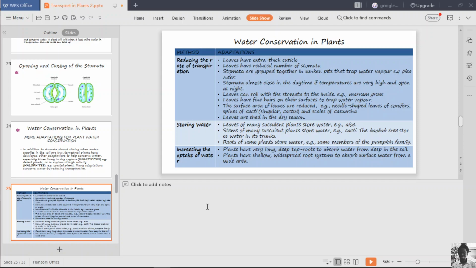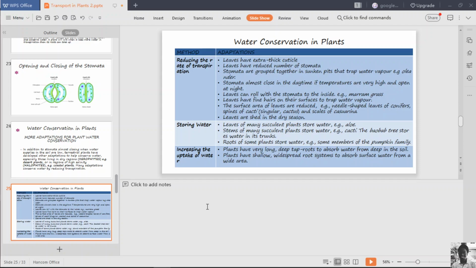Okay, where water vapor is trapped within those ditches. For example, the oleander bush or the oleander flower, or you might say the oleander plant. Okay, that is how it conserves water. Its stomata are located in sunken pits on the surface of the leaf. Okay, you would see a picture of that in a while.